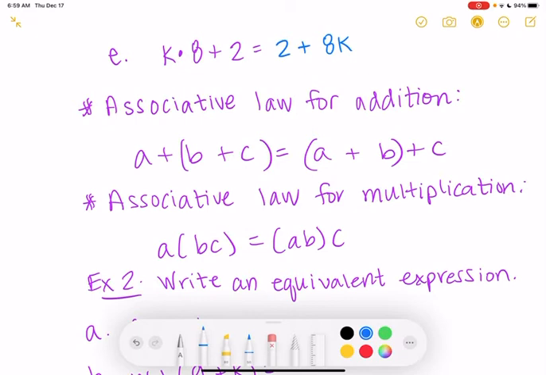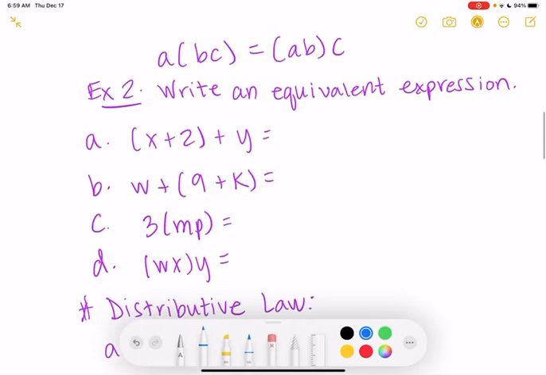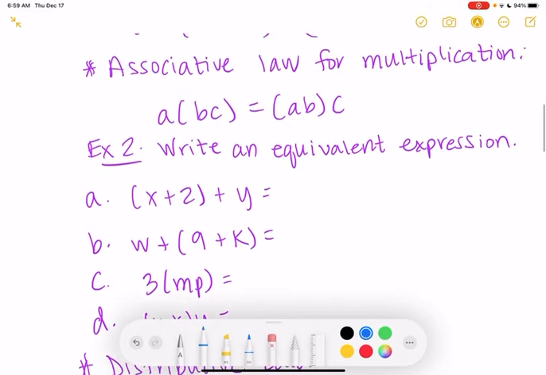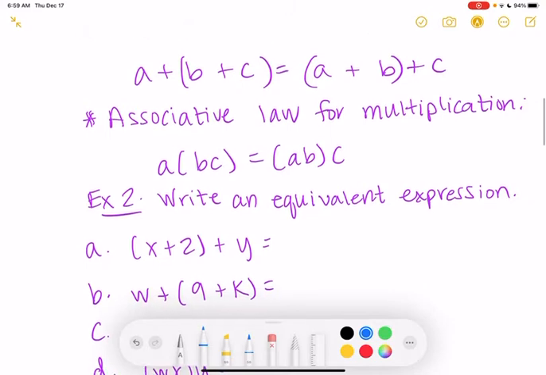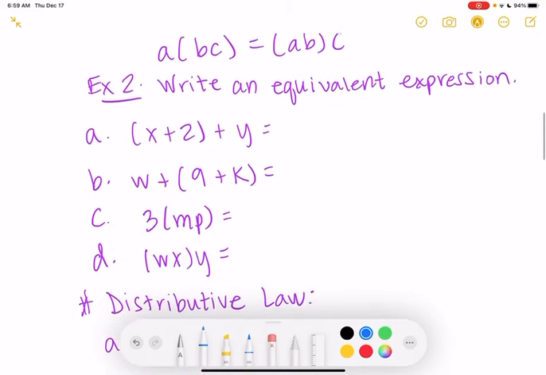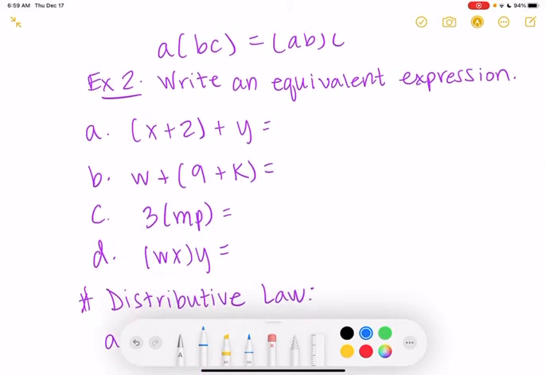Okay, so go ahead and see what you can do with these. I just have 4 of them. See if you can use our associative laws here. If you didn't write them down, you might want to hit pause. Use those associative laws to write an equivalent expression for those 4 problems. Go ahead and give them a try.